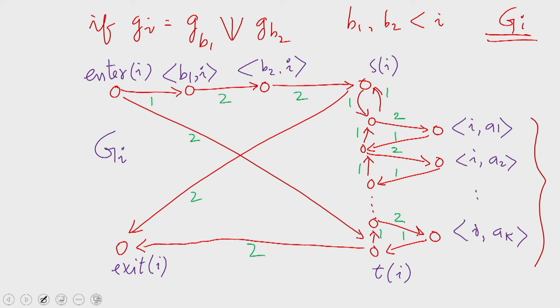Once we are at IAK, again we take the edge labeled 1, we come to Ti. Once we are at Ti, the edge labeled 1 is taking us backwards to a vertex which is already visited. So we do not take this edge, we backtrack to Ti and take the edge labeled 2, which will take us to exit of i. So what we find is that the path that the DFS traces is from enter i to B1i to B2i to S of i, and then through IA1, IA2 through IAK, then Ti and then exit i. This is exactly what the claim was.